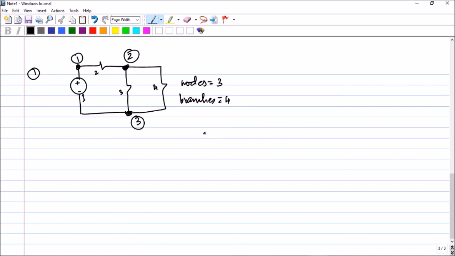I think I will close this lecture in this session because it is already getting long. In the next lecture, we will do more problems in finding the number of nodes, number of branches, and defining path and defining loop, etc.